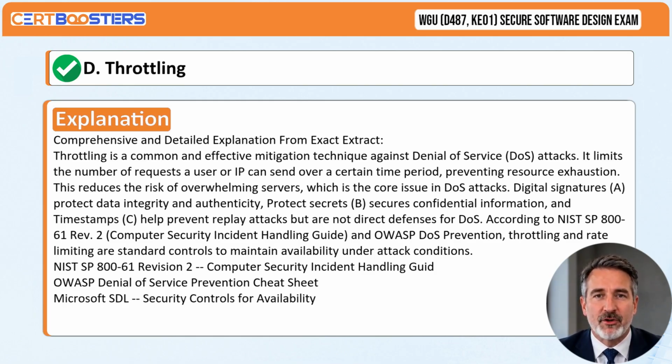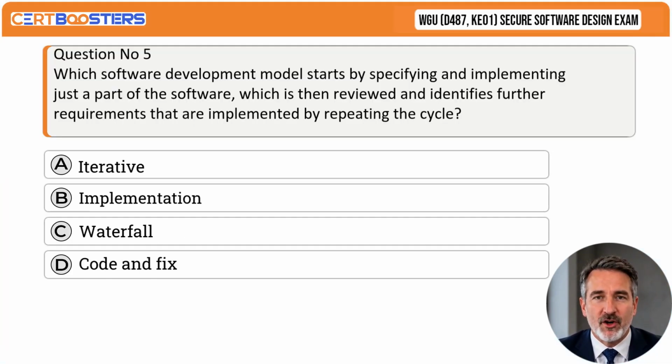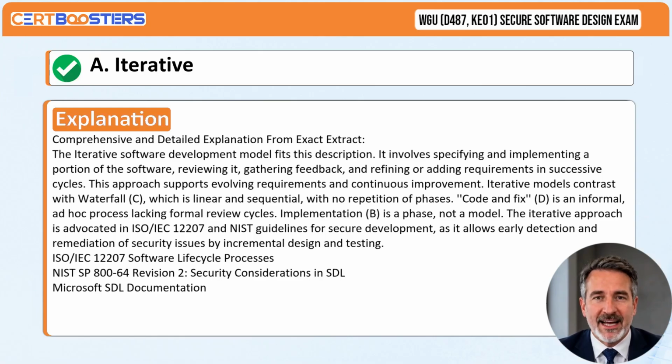References: NIST SP 800-61 Revision 2, Computer Security Incident Handling Guide; OWASP Denial of Service Prevention Cheat Sheet; Microsoft SDL, Security Controls for Availability. Question No. 5. Which software development model starts by specifying and implementing just a part of the software, which is then reviewed and identifies further requirements that are implemented by repeating the cycle? A. Iterative. B. Implementation. C. Waterfall. D. Code and fix. Correct answer: A. Iterative.